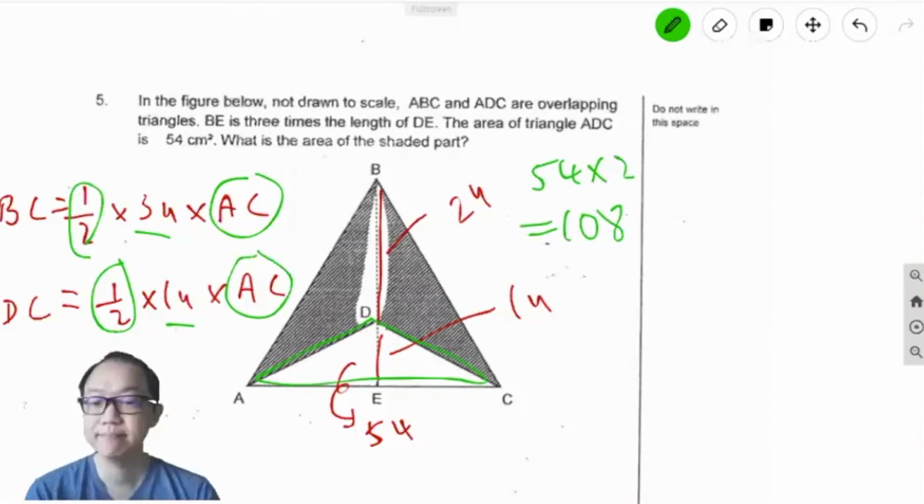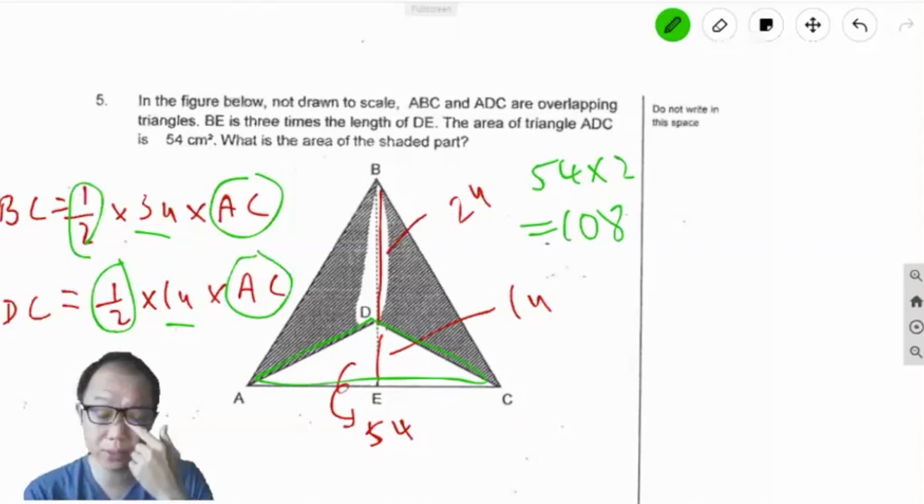Okay, so there's only one working, right? The working is just 54 times 2 because the height is only 1 unit, whereas for the shaded part the height is 2 units, so it's twice. Can take 54 divided by half and 3.